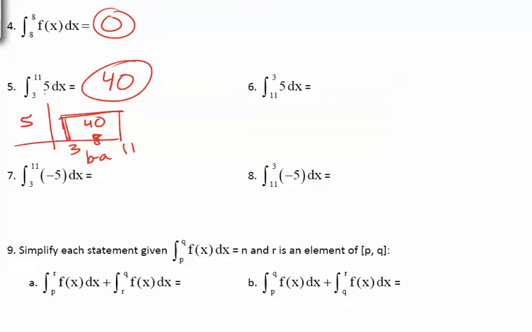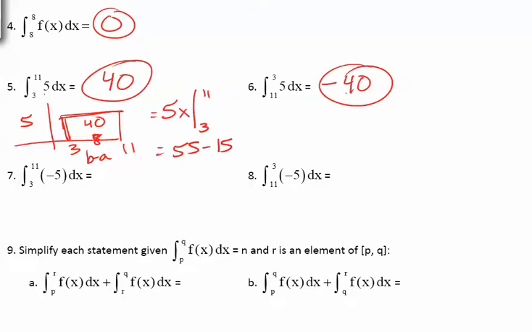If we did the fundamental theorem, the antiderivative of 5 would be 5x. Evaluate from 3 to 11, and we would simply have 55 minus 15. So of course the fundamental theorem would also work. Okay, so in 6 we're simply going right to left from 11 to 3. So instead of positive 40, we'll have negative 40.